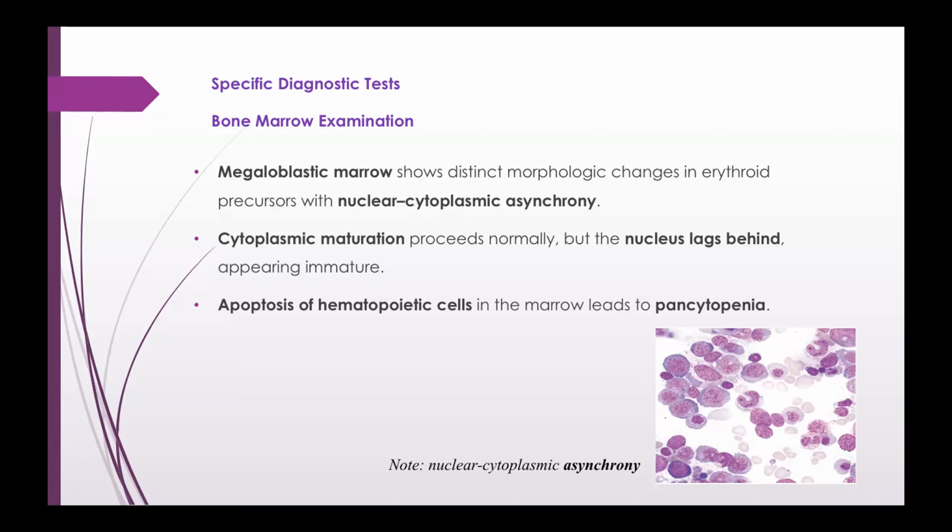Because most features of megaloblastic anemia can be similar to myelodysplastic syndrome, and you know myelodysplastic syndrome is a very aggressive disease, we have to do bone marrow examination in order to rule out the possibility of myelodysplastic syndrome, right? Myelodysplastic syndrome is a very aggressive disease, but it is characterized by almost similar findings as megaloblastic anemia.